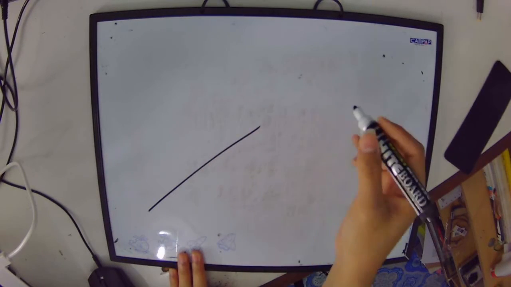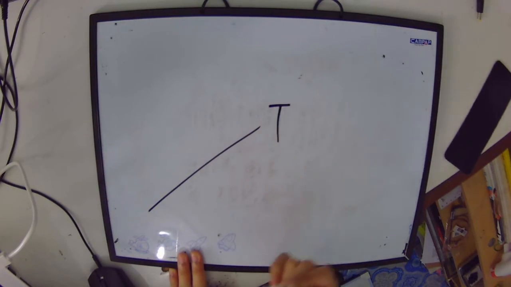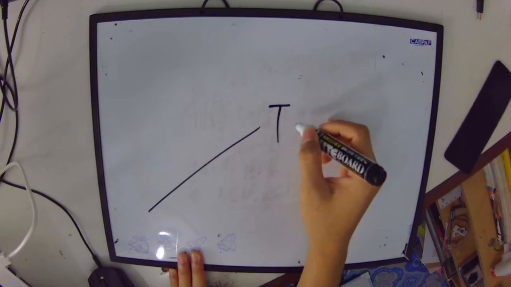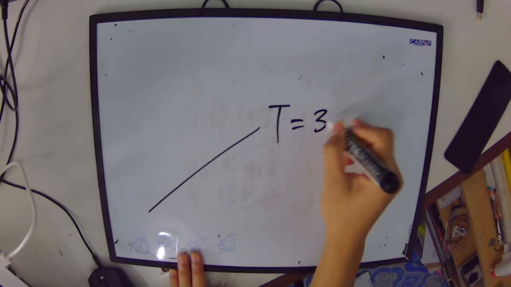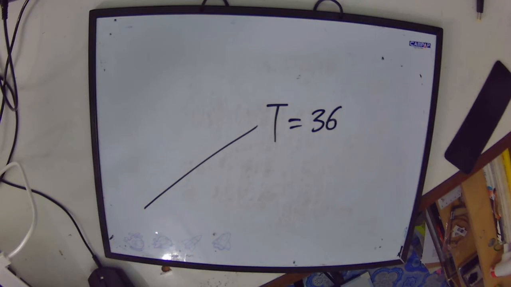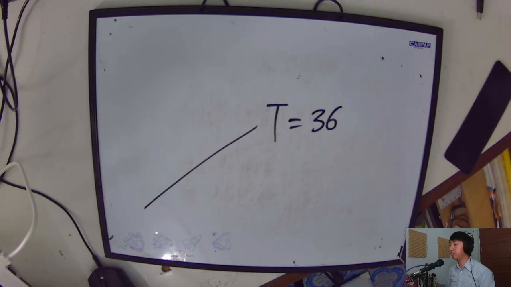Okay, so you have the pull T. And we know that T equals 36, just like it's given in the question. Now, what about the other forces? The weight is 24 newtons. The normal reaction is 6 newtons. The frictional force is 20 newtons.